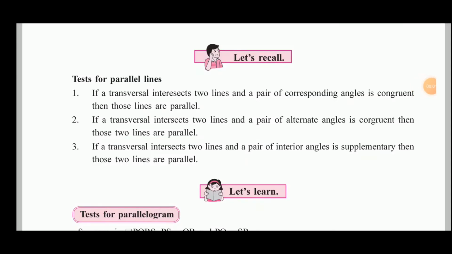Good morning, children. Let us see now the next part, the test for the parallel lines. Let us recall this. There are three tests for showing that two lines are parallel.